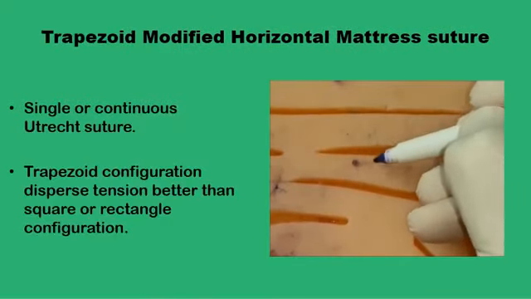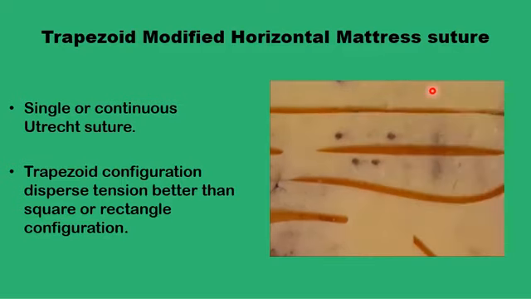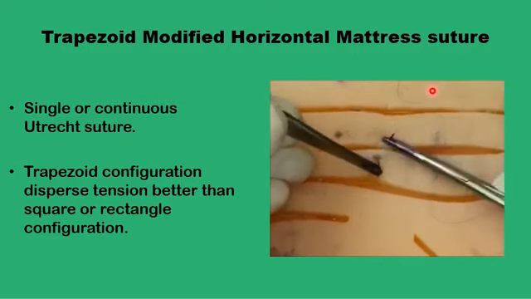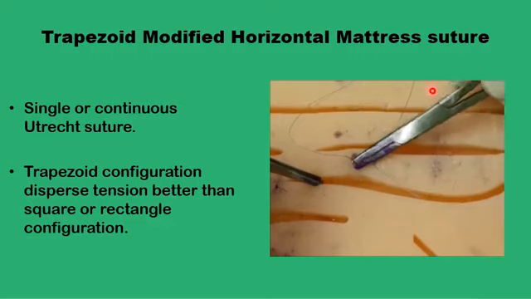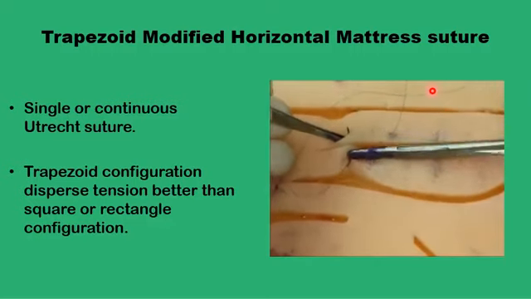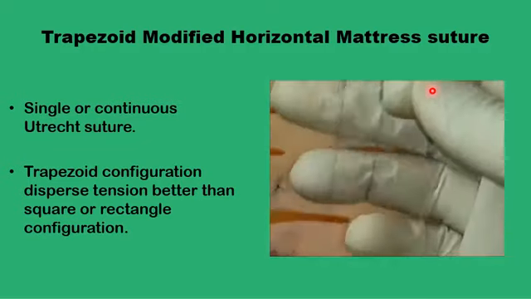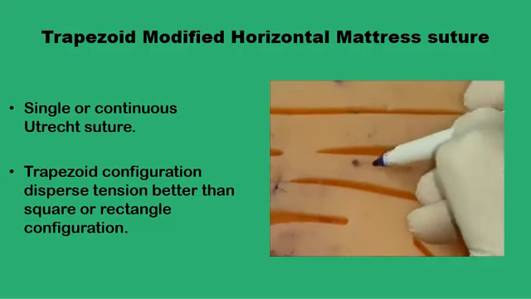In the trapezoid suture, rather than having a rectangle or a square horizontal matrix, you have a trapezoid horizontal matrix with far to near on the opposite side and then near to far. Now you have a trapezoid suture that disperses tension better than a square or a rectangle type of horizontal matrix suture.